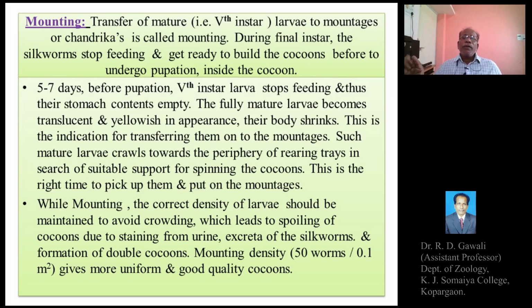While mounting, the sericulturist or the farmer has to maintain the correct density or number of larvae in the mountage or chandrikas to avoid crowding. Crowding will lead to spoiling of the cocoons due to staining or coloring of the cocoons by the release of urine or excreta of the silkworms, and this also prevents the formation of double cocoons.